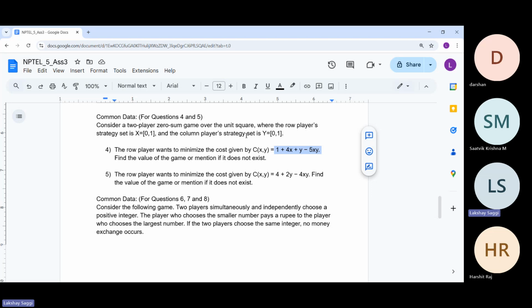And we are also given that this is a zero-sum game. So for a given x, y pair, what will be the cost for the column player? Would any of you like to just mention? It's a very short thing which I just asked. If this is the payoff for the row player on this x, y strategy profile, then what will be the payoff for the column player on this x, y strategy profile? Like if you say C(x,y) is the cost of the row player and it's a zero-sum game, then what will be the cost for the column player?